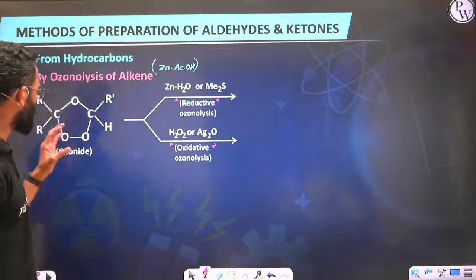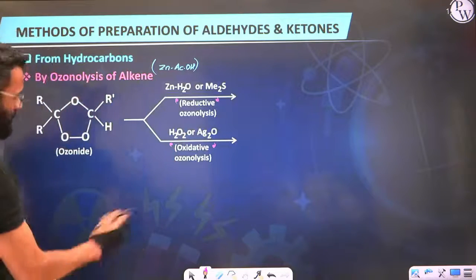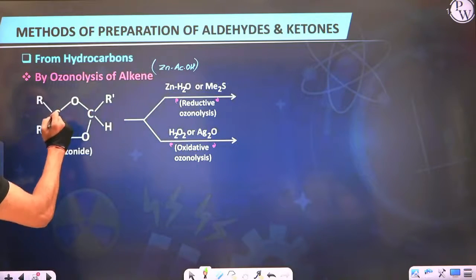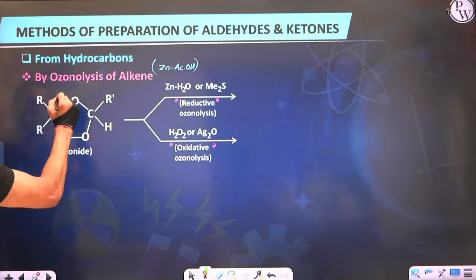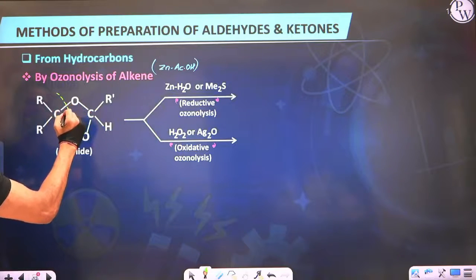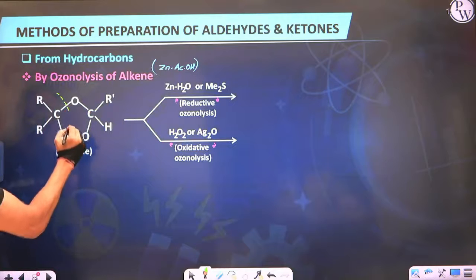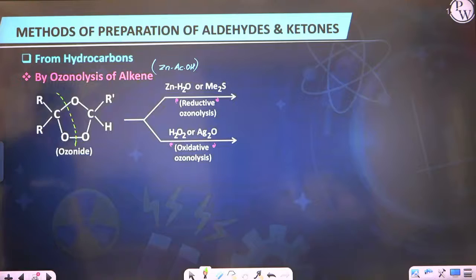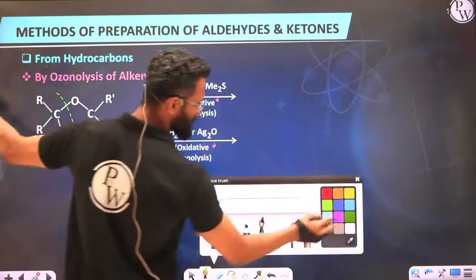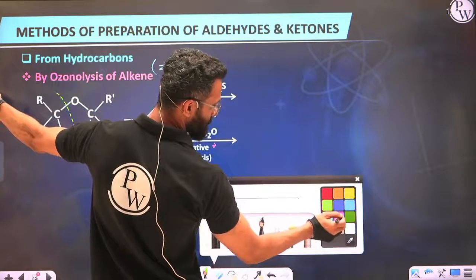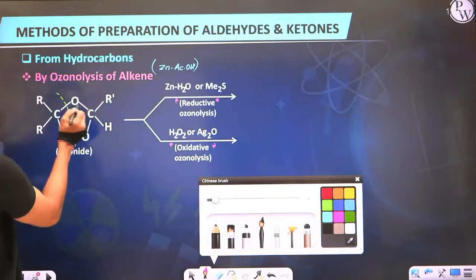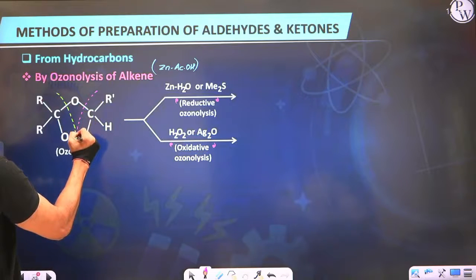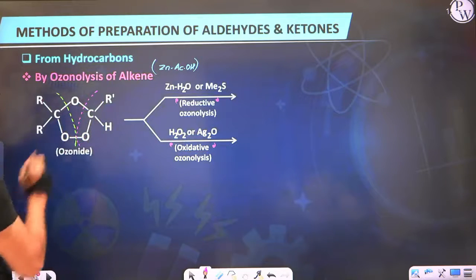So when you carry out reductive ozonolysis, what happens? Simply to understand the product, I'm carrying out homolytic breaking of the C single bond O. Further, I'm also carrying out homolytic fission of this O single bond O. Same thing I'm doing from the other side as well, homolytic fission of this C double bond O, as well as this O single bond O.